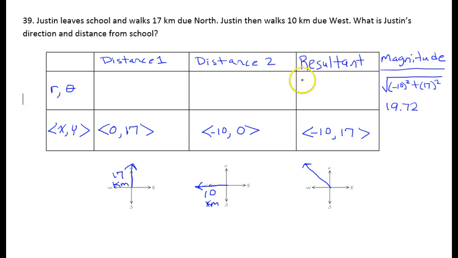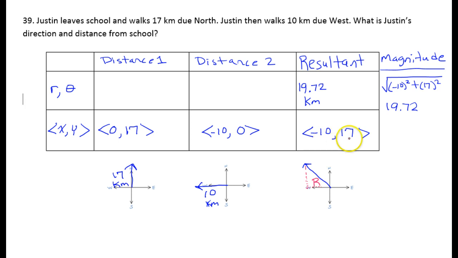I'm getting 19.72. So that means 19.72 kilometers. That's the total distance from school that he walked, the total of these two distances if he walked directly. Now we need the direction. So I feel like changing colors for a second. For the direction, we're going to need this reference angle right here, and let's go ahead and make a triangle out of this. Little right triangle.